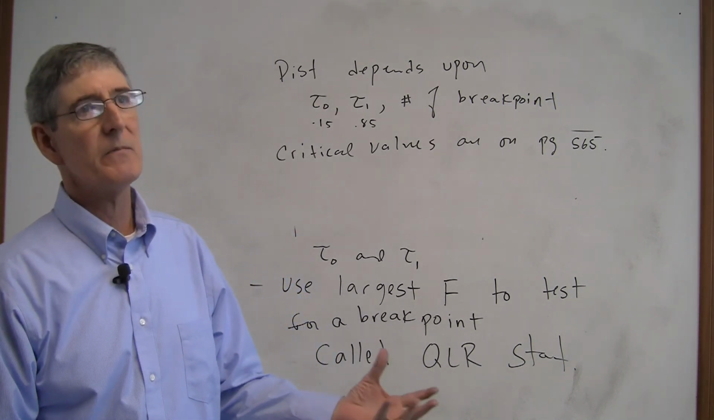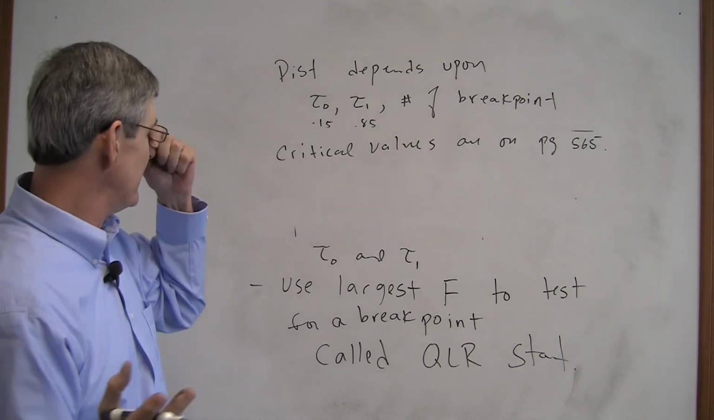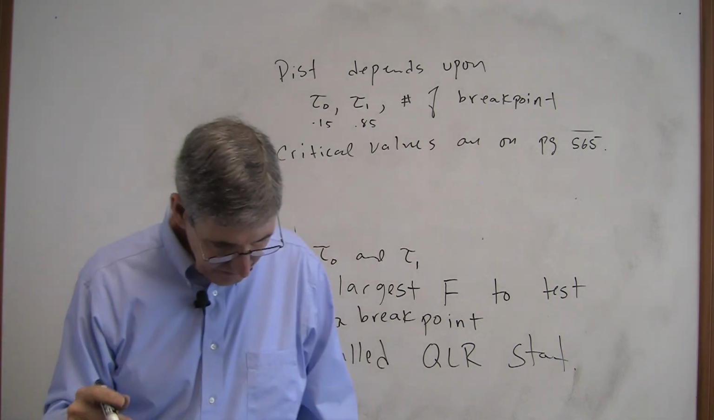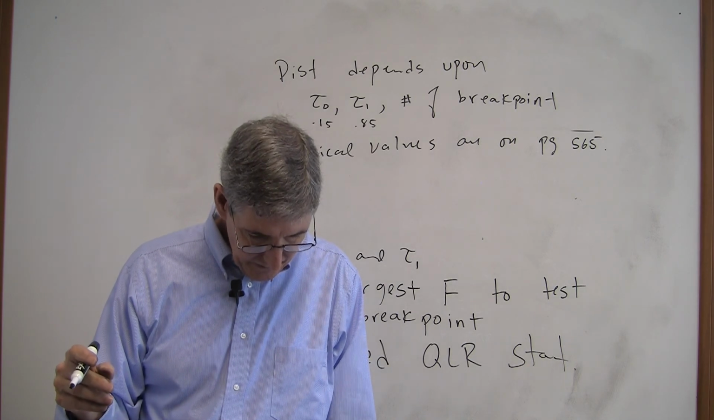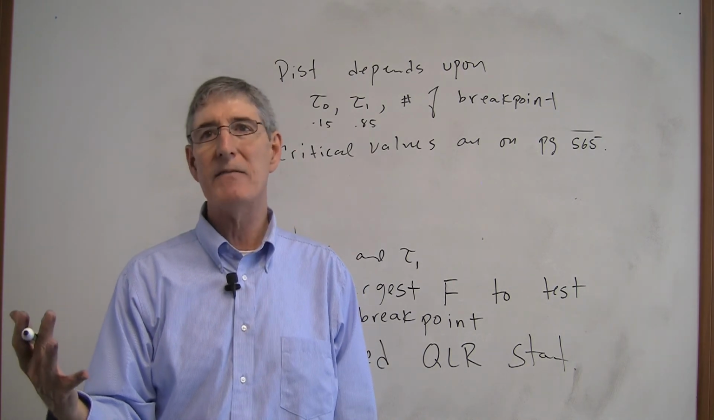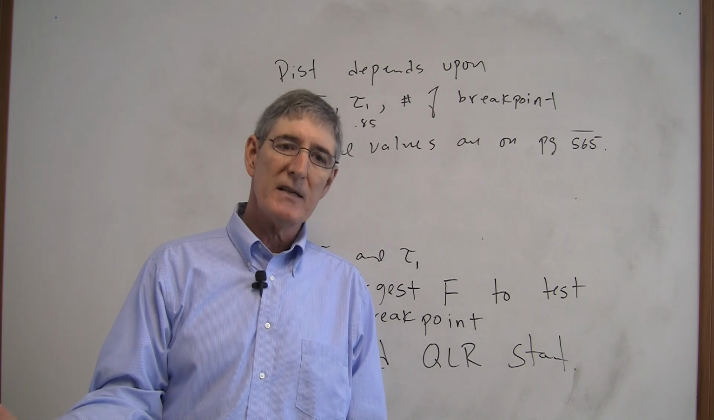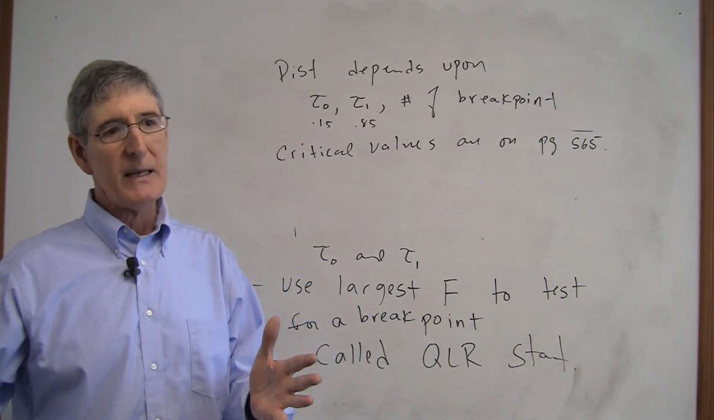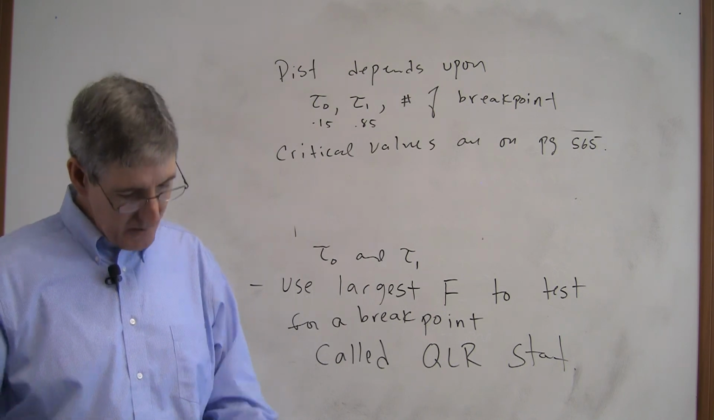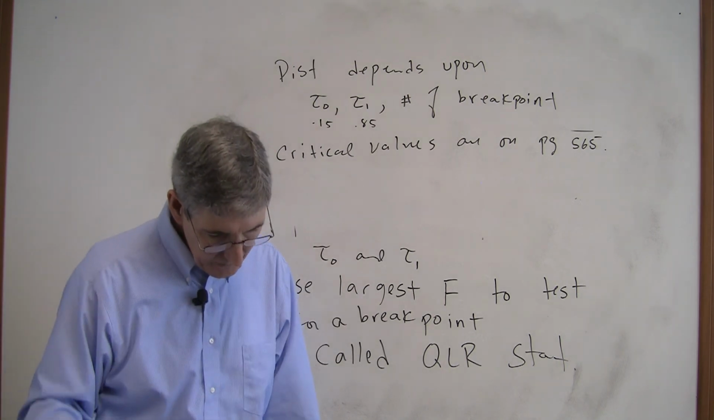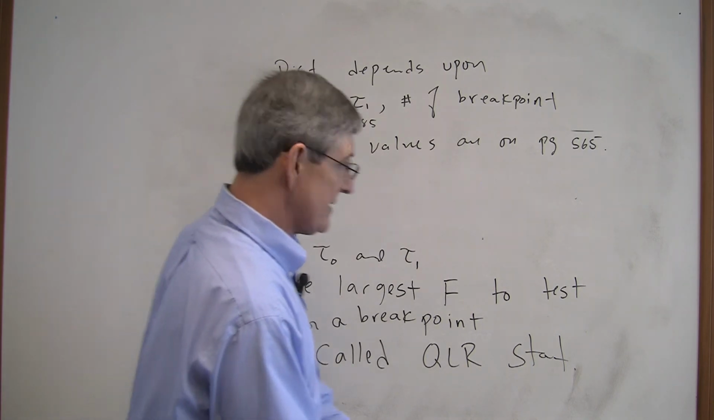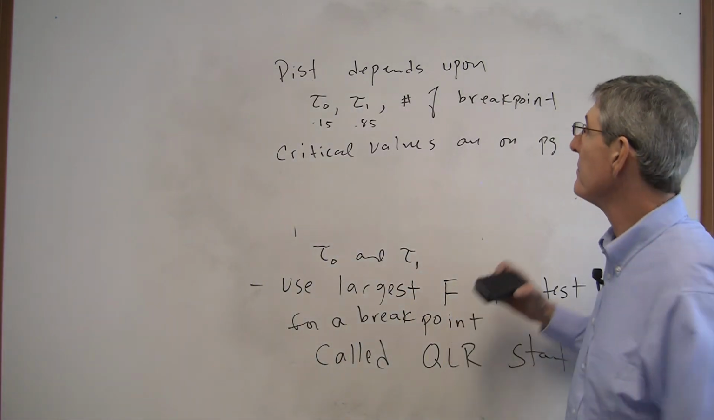Basically, the critical value is larger than usual for an F statistic because you've looked at so many Fs, you've increased the chance of rejection just randomly. So you want to allow for that by making your critical value larger than it was before. All right. So the properties of the QLR test.